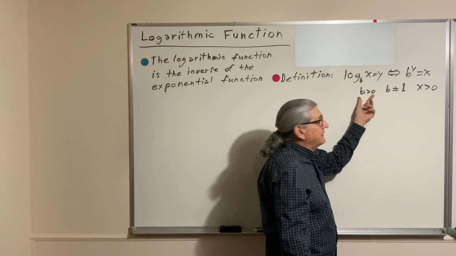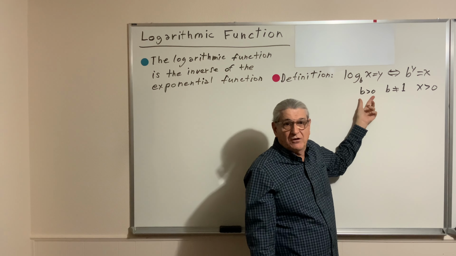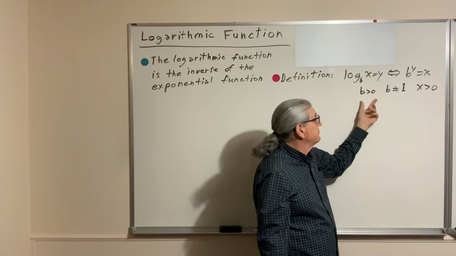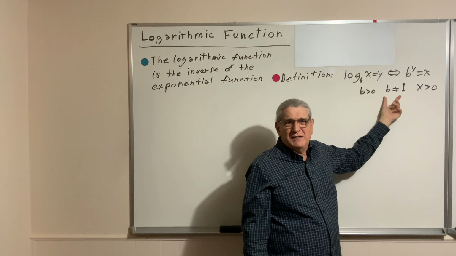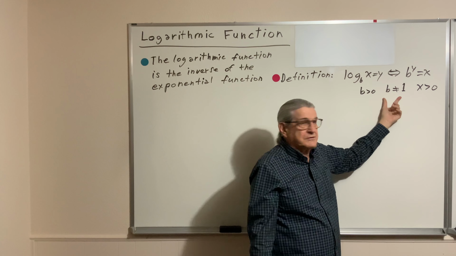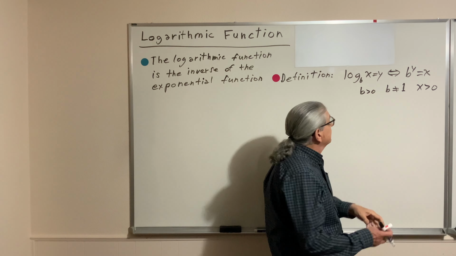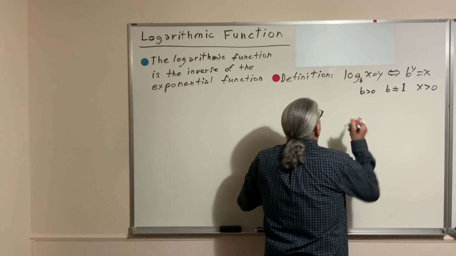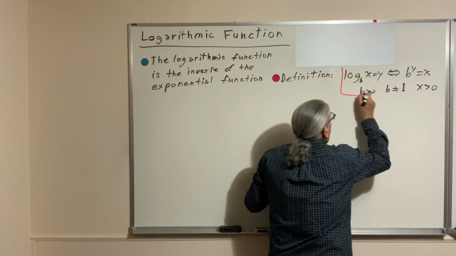Now, b is the base, and this has to be larger than 0. It might be small, like a fraction or something, but larger than 0. And we're not interested in b equals 1 because that's just trivial. 1 to any power is just 1, so it doesn't matter. And x inside here will always be positive.